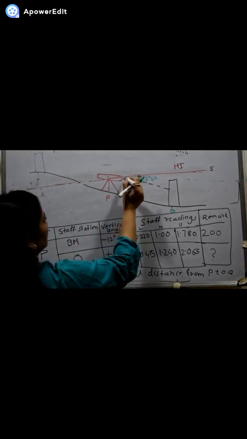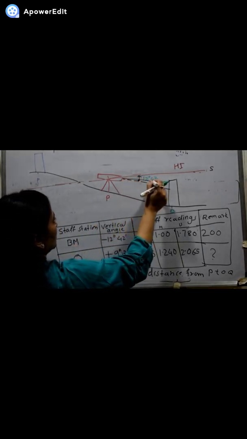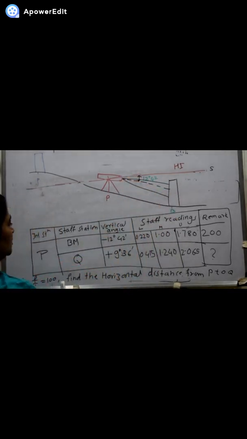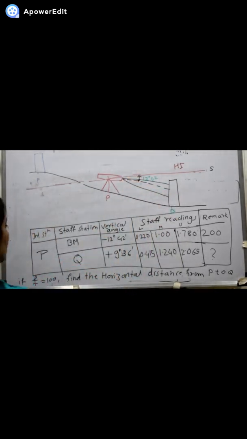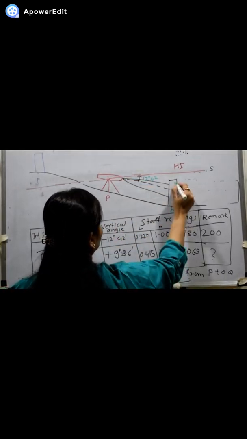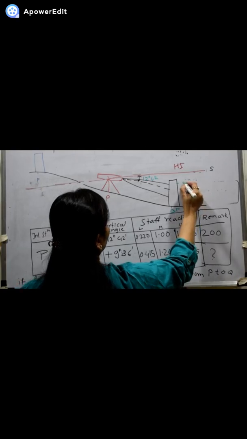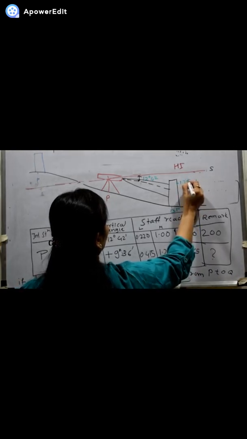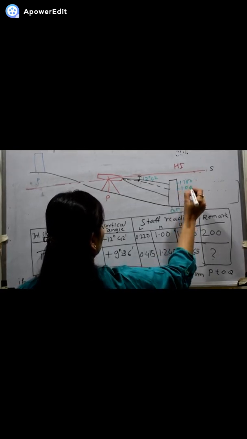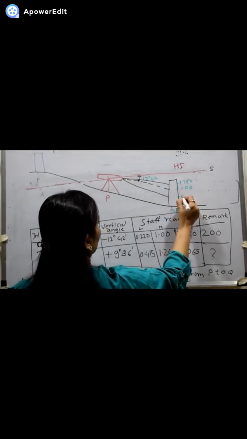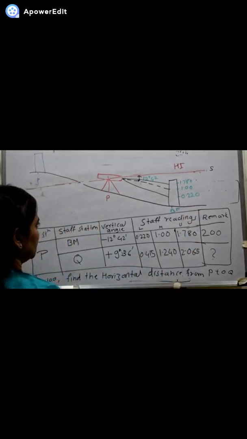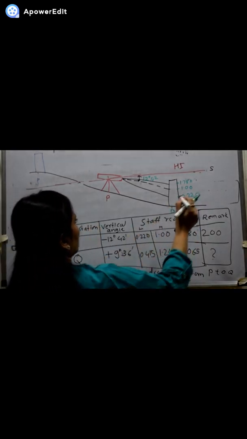There is a top hair reading and a bottom hair reading. The top hair reading of the benchmark, the BM point, here we will write BM point. The top hair reading they have given is 1.780. The middle they have given as 1.00 and the bottom they have given is 0.220.